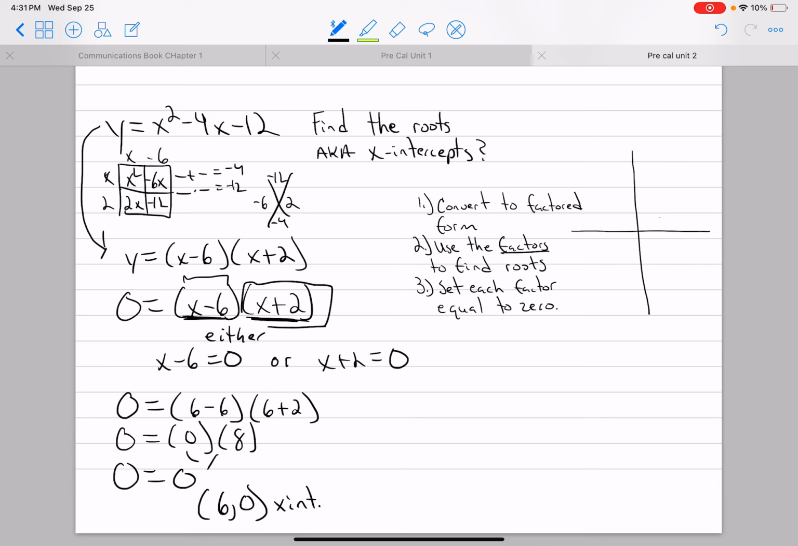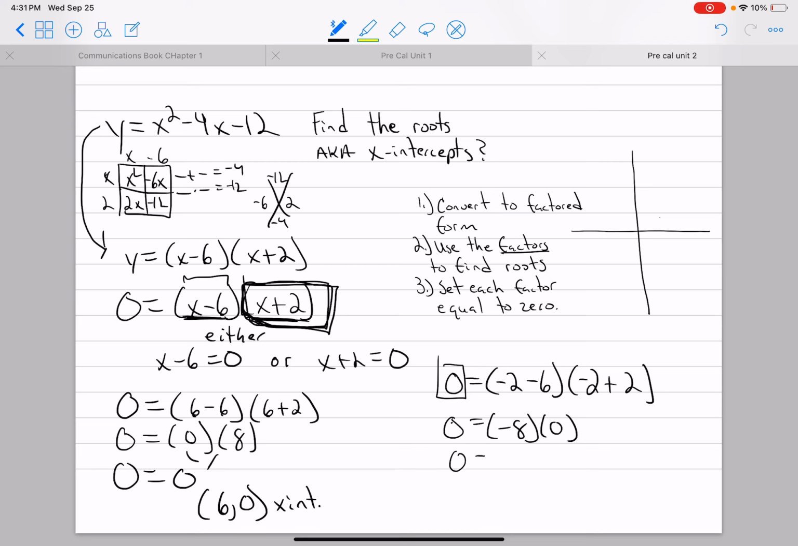How am I going to make, there's another root. There's another x-intercept. What would x have to be to make that factor equal to 0? So hopefully you're looking at it and you're like, oh yeah, well, what if x was negative 2? So cool, let's plug it in. Let's see what happens. 0 equals negative 2 minus 6 times negative 2 plus 2. Again, I'm trying to find the x values that give me a y of 0. So 0 equals, what is that? Negative 8 times 0. Oh, look, I'm good. 0 equals 0, which means that works.